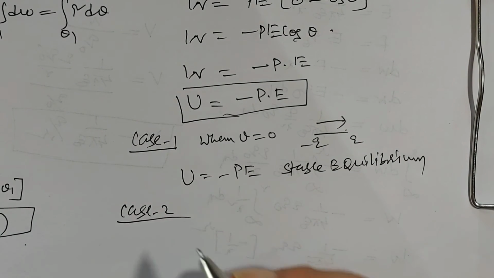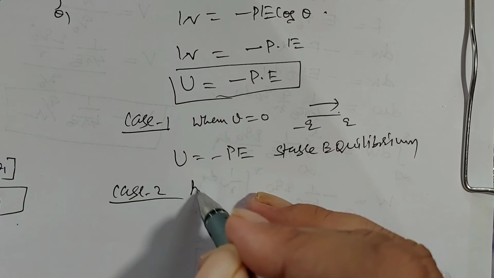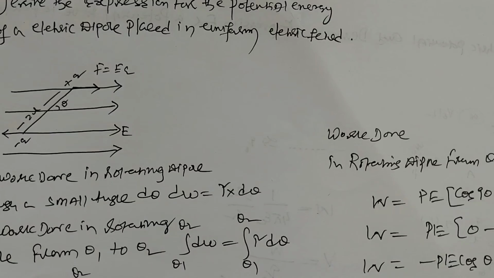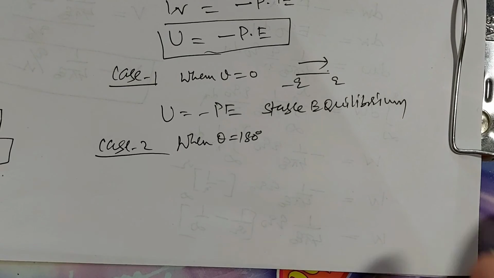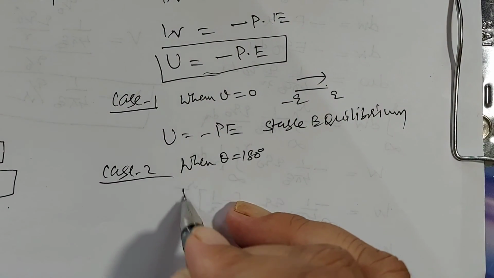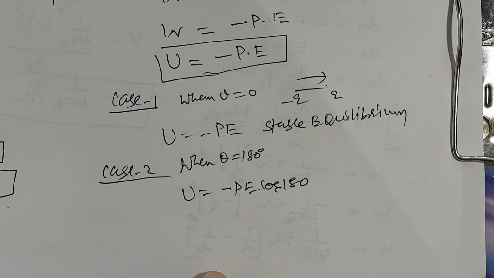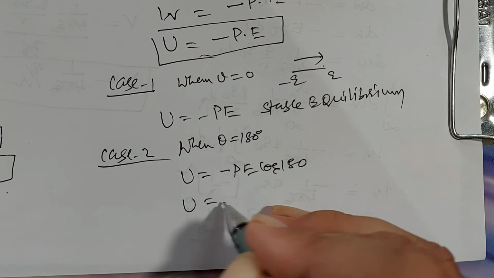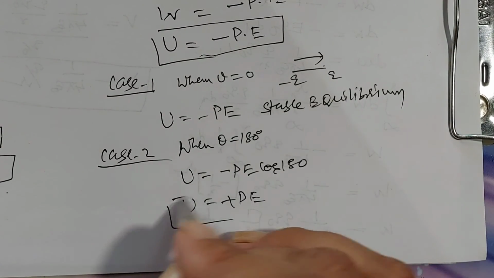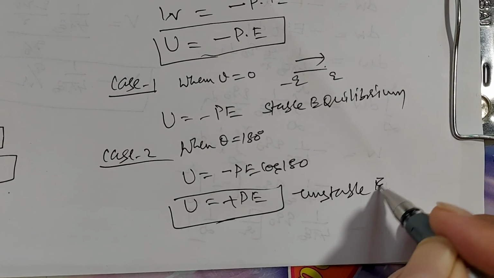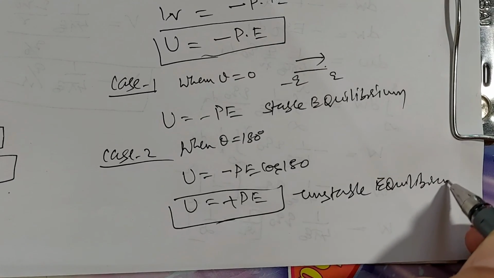Case 2: when potential energy is maximum, when theta is equal to 180 degrees. That means this dipole is rotated opposite to the direction of the electric field, anti-parallel to the field. Then U is equal to minus PE cos 180. Cos 180 is minus 1, so U is equal to plus PE. So in this case, the dipole is in unstable equilibrium.